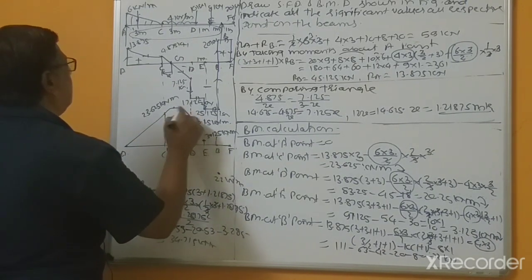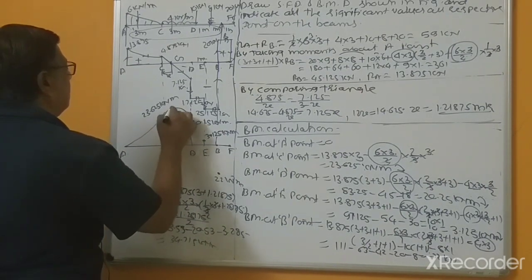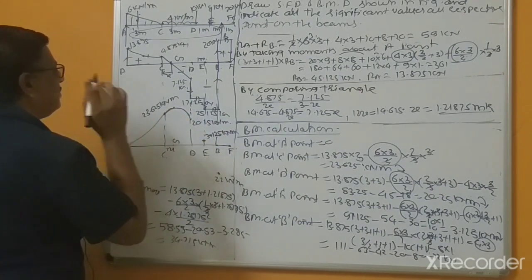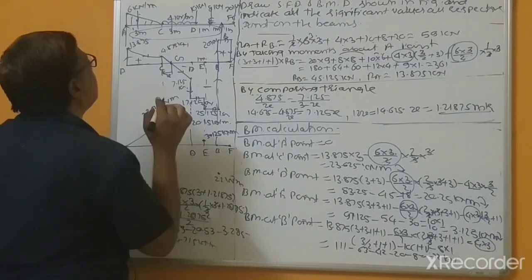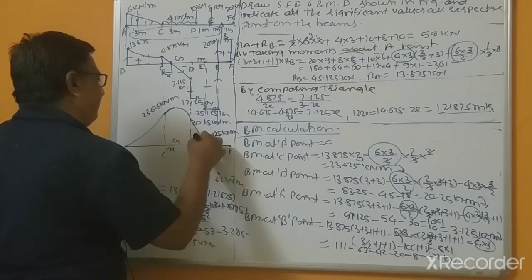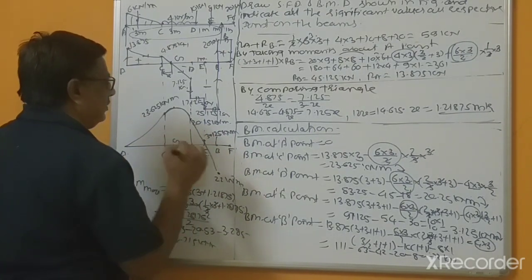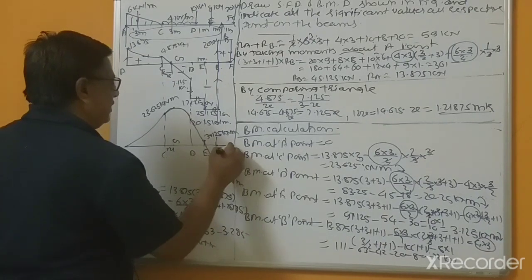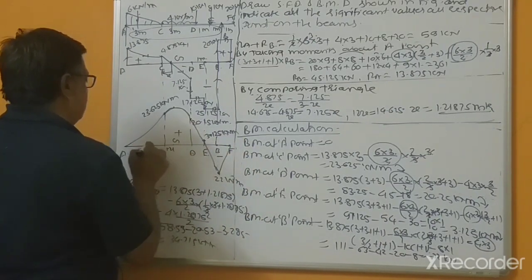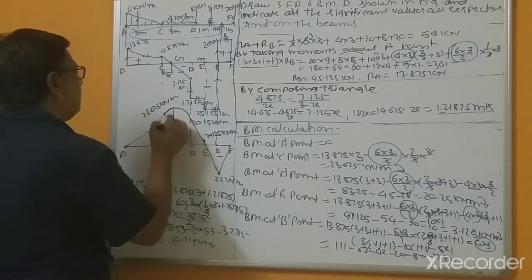Now this is hogging type nature of the curve, and after that this is a straight line, this is a straight line, and this is a straight line. This is your bending moment diagram, and this is the maximum bending moment.